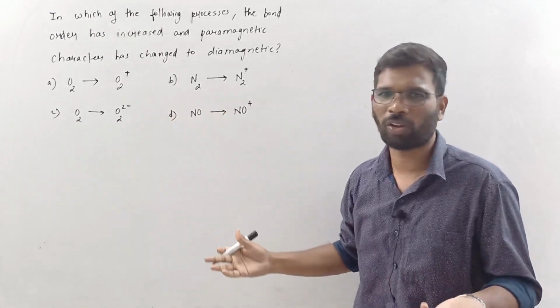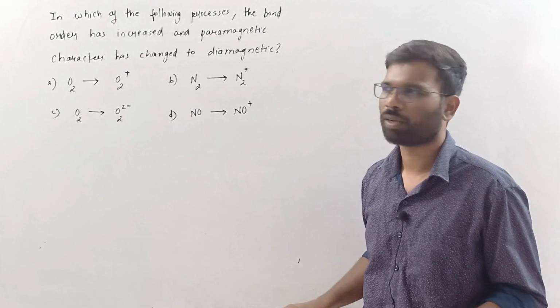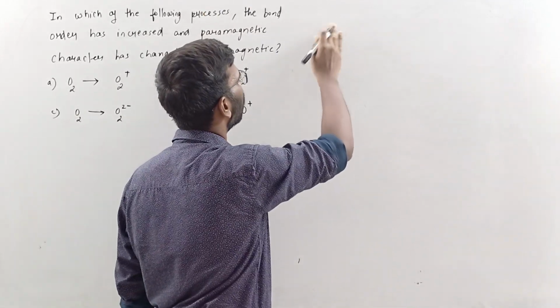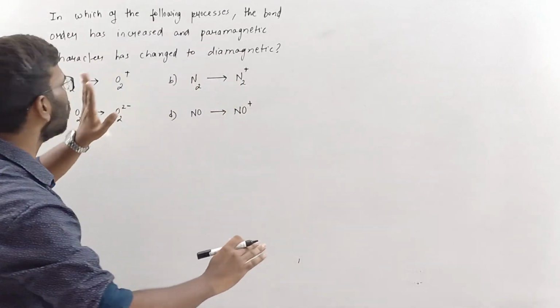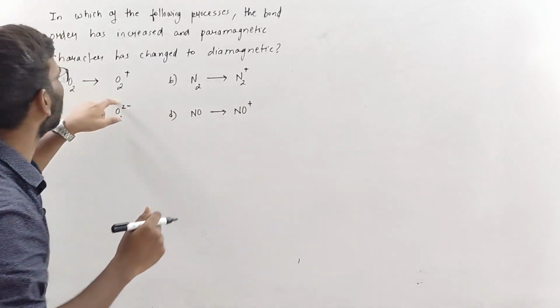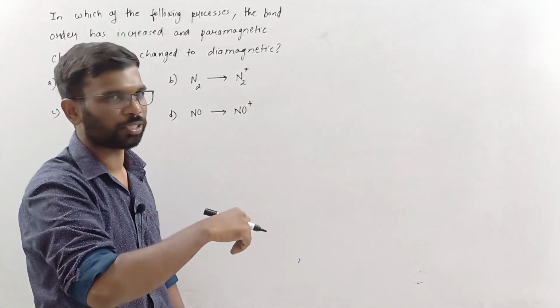We'll have to do the molecular orbital diagram, a rough diagram, for each of the cases. Let's say we are doing it for option A. Oxygen changing to O2 plus. Right? For this option A, let's see what the bond order is, like what was the earlier bond order and what has changed, right?